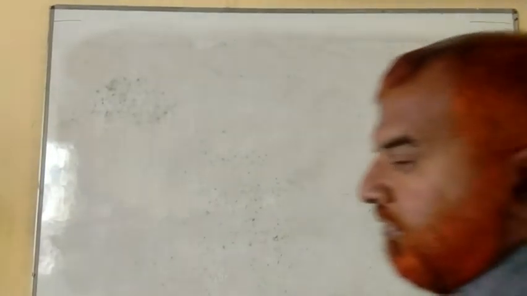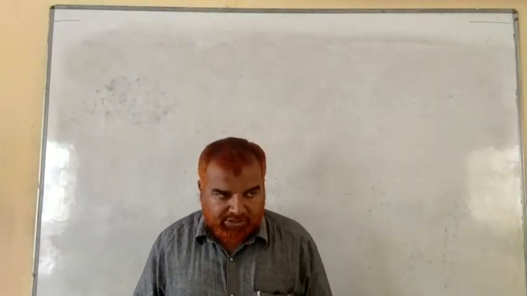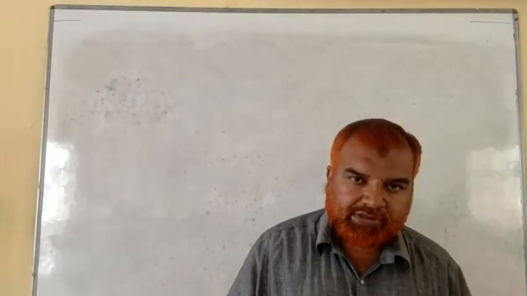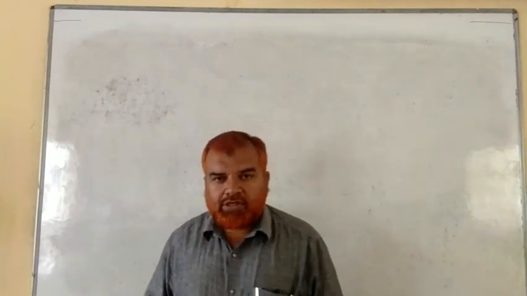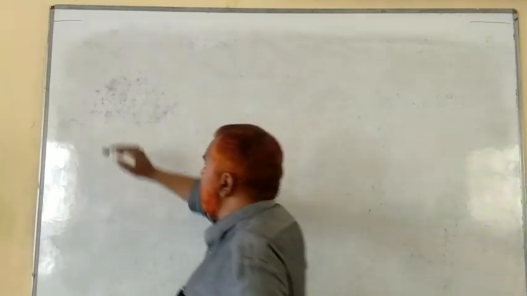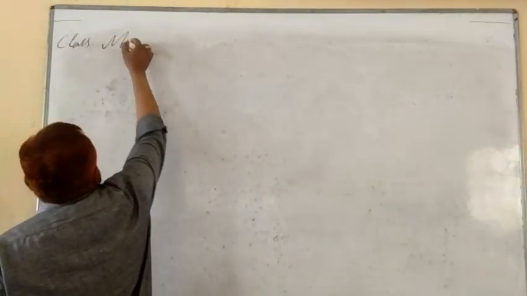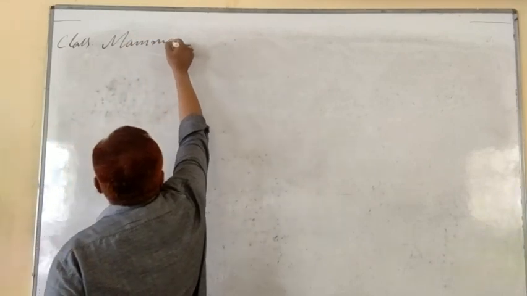Well, dear students, in the previous class we discussed class Aves. Now coming to the last topic of this chapter, Animal Kingdom, the 4th chapter of your first PU. The last topic is class Mammalia.